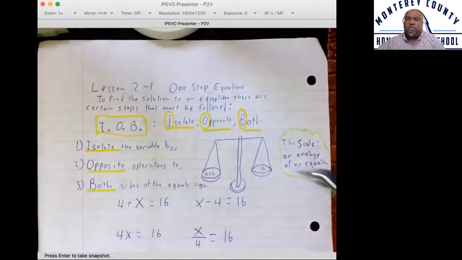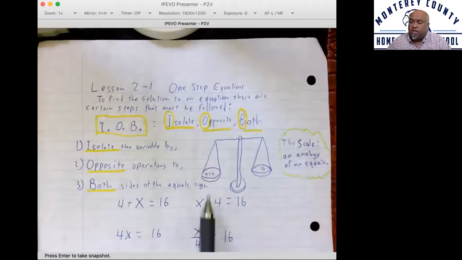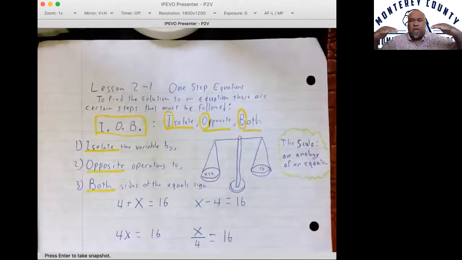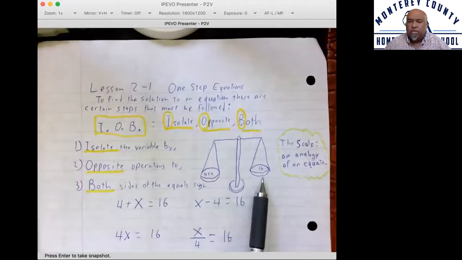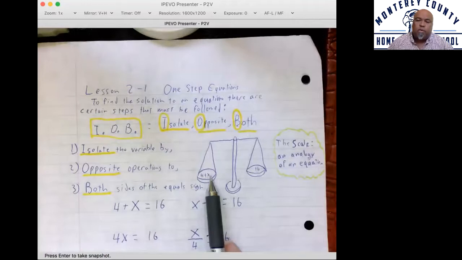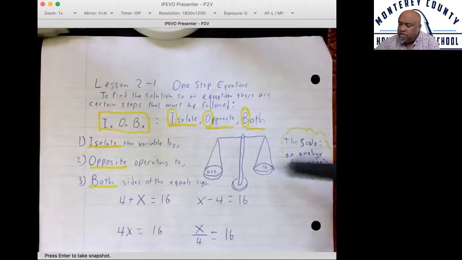Now I drew a picture of a scale here. I just want to show you. The scale is an analogy of an equation, okay? On a scale, whatever that's on the left side of the scale, in order for the scale to be equal or to be balanced, then it has to be the same as what's on the right side, the same weight, okay? Now, I put 4 plus x on the left side of my scale and 16 on the right side of my scale.